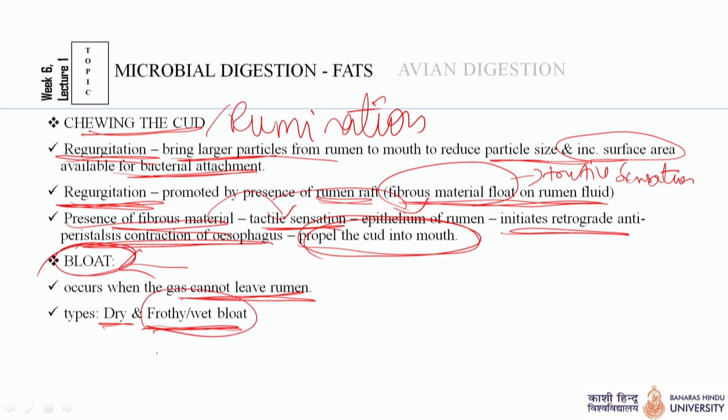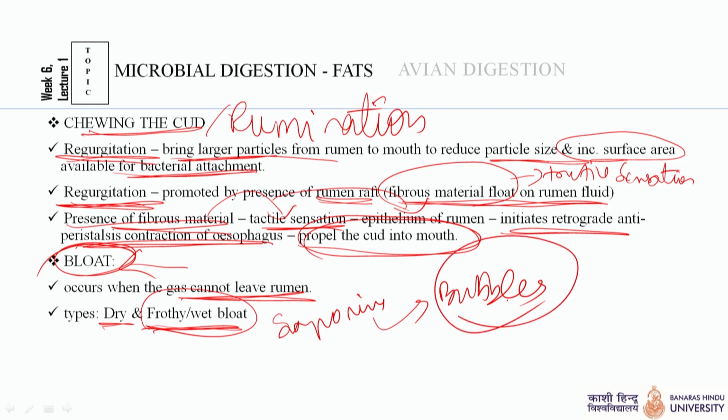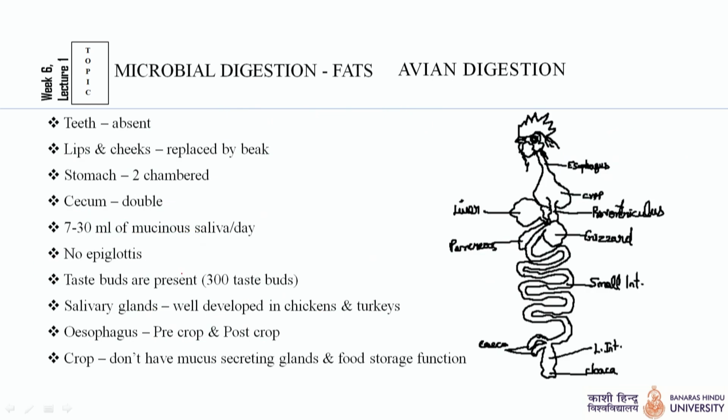Whereas in frothy or wet bloat, the saponins come and form bubbles. These bubbles cause the frothiness in the rumen, and it is a very serious condition. It has to be relieved immediately by intervention, and the veterinarian knows how to relieve frothy bloat. So this is about bloat, one important condition. Of course, apart from that, there are many other conditions associated with the rumen.